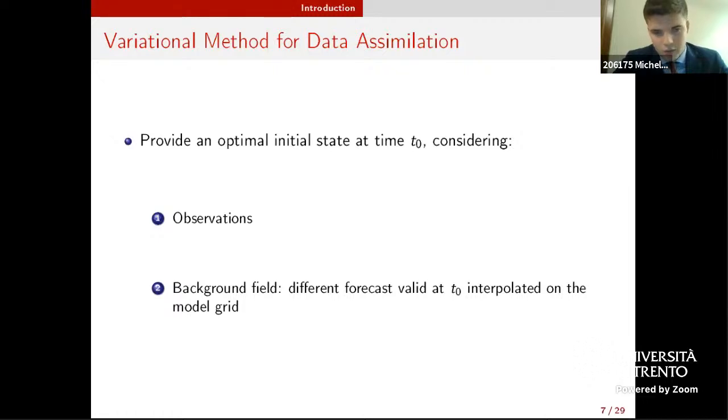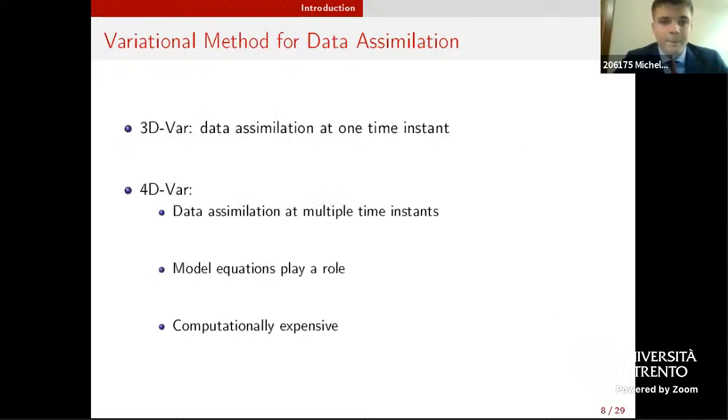However, this observation information needs to be transported onto the model grid points on which the physical equations are solved. So it's necessary to have a background field to relax this information. A background field that is typically a different forecast coming, for example, from a global model that is valid at the start time T0 and is interpolated on the model grid.